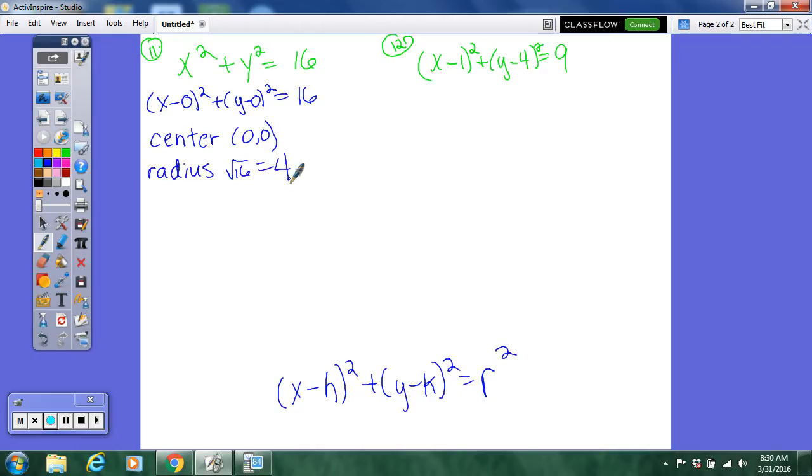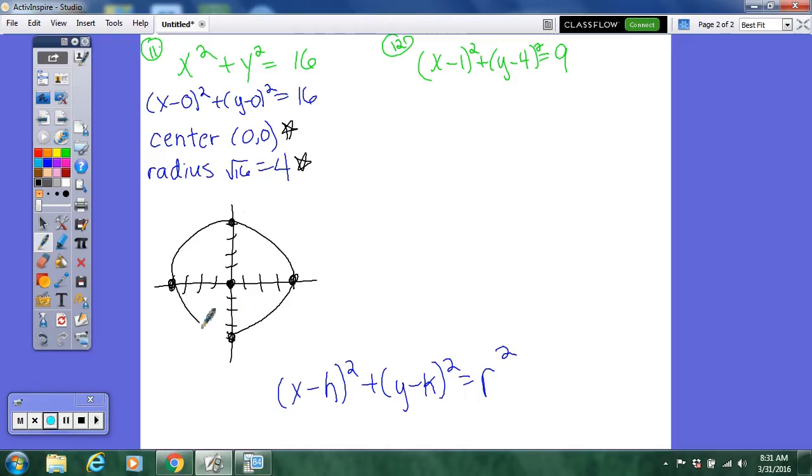You don't have to show me this part when you're graphing it, but these are the things that you'll need to write down: what the center is, what the radius is. So you're going to put a dot at 0, 0, so there's the center. And then your radius is 4, so you're going to do 4 points. You're going to go right 4, left 4, up 4, and down 4. And connect the dots. And there's your circle.